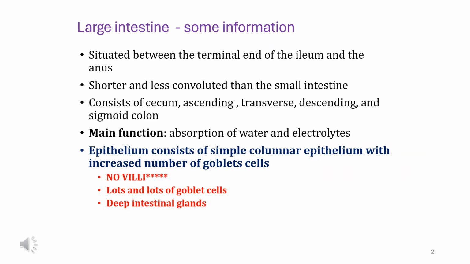So here's some information on the large intestine. It's situated between the terminal end of the ileum and the anus, and the main function is to help with absorption of water and electrolytes. Now the epithelium is going to be quite similar to the small intestine, but you will find an increased amount of goblet cells. This will actually have no villi, but you'll have tons and tons of goblet cells and really deep intestinal glands as well.